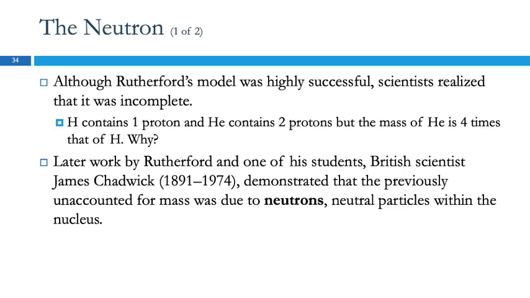Later work by Rutherford and Chadwick demonstrated that the previously unaccounted for thing was due to neutrons. Neutrons are neutral particles inside the nucleus, so there are protons and neutrons in there. The reason that helium weighs 4 times more is because it has double the protons, but also two neutrons, which hydrogen doesn't have.